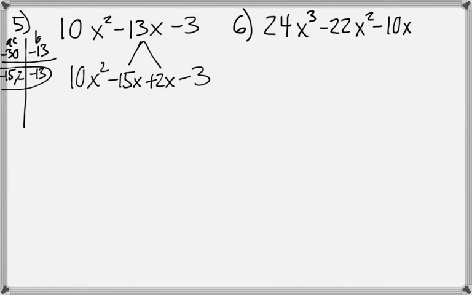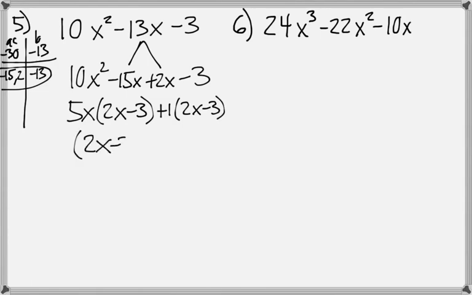Okay, so I want to factor by grouping. So I can take out a 5x, leaving me with a 2x minus 3. And then I see that I already have a 2x minus 3 here. So I just need to put a plus 1 to make it work out. So then if I complete the factor by grouping, I get 2x minus 3 and 5x plus 1.